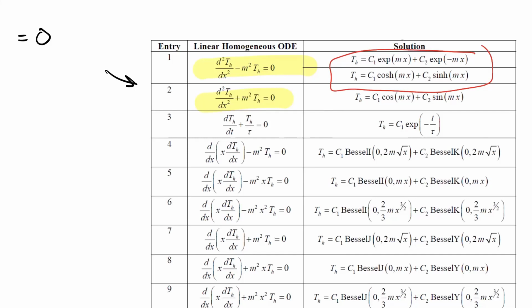Actually, mathematically, these are equivalent. Exponentials and sinh and cosh, these are hyperbolic sine and hyperbolic cosine. They're mathematically equivalent. In fact, if you look at the definition of cosh and sinh, it's defined in terms of exponentials. Okay, so these are equivalent solutions. Which one would you want to use?